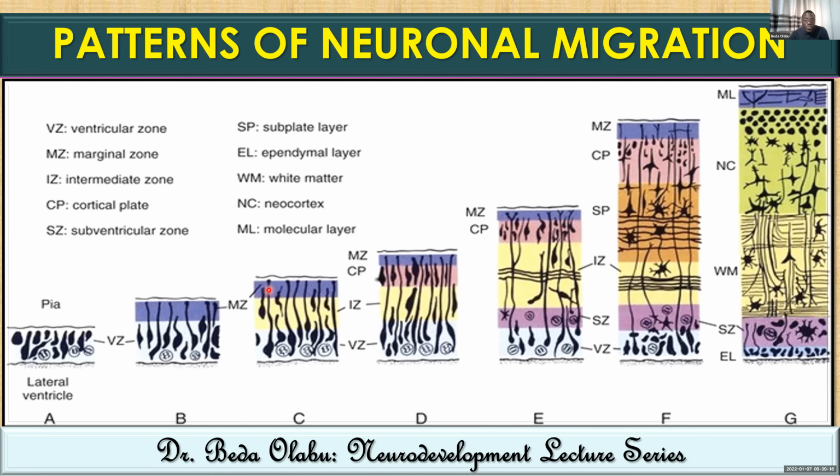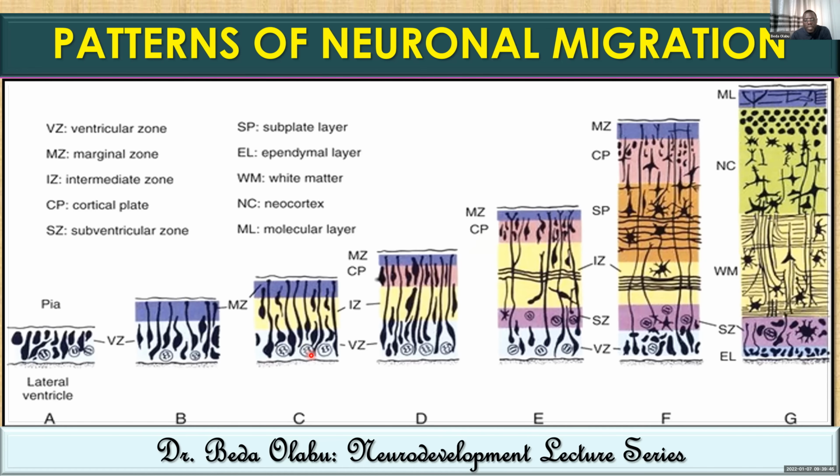The marginal zone in the spinal cord became the white matter, but in the brain, it forms the molecular layer of the cerebral cortex. So the marginal zone becomes the molecular layer of the cerebral cortex, and that is why we can follow that up to that end.